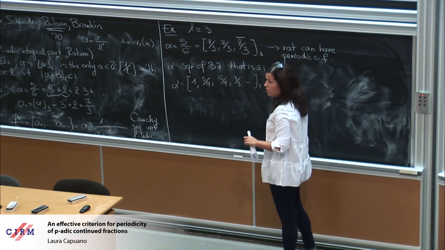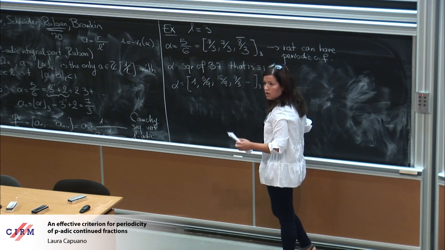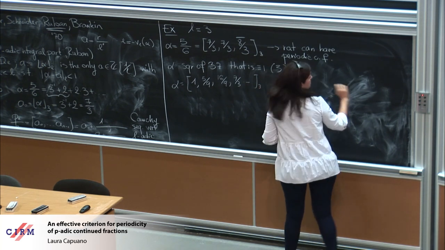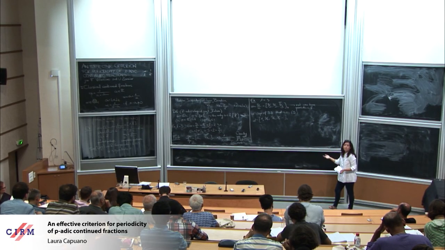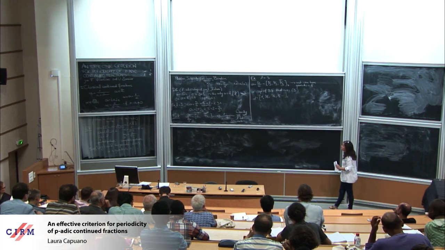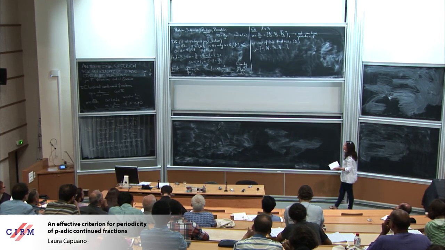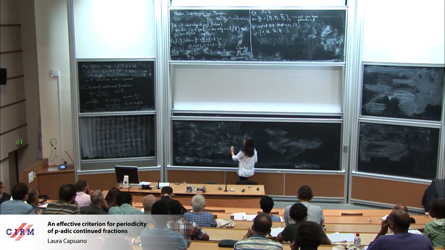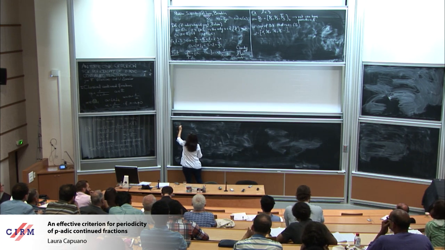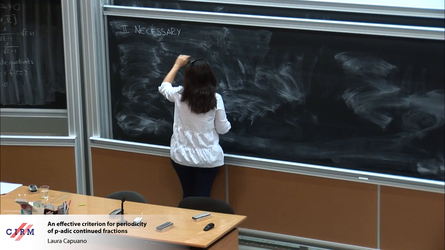So you can have quadratic numbers, so numbers of degree 2 over Q, that don't have periodic continued fraction. So, of course, the first question you can ask is how to detect whether a number has periodic continued fraction or not. We searched a bit in the literature, and we found that this was not known. And so we developed a criterion that is effective to detect whether a number has periodic continued fraction or not. Okay. So, the necessary condition for the periodicity is pretty simple, and is the same as in the real case.